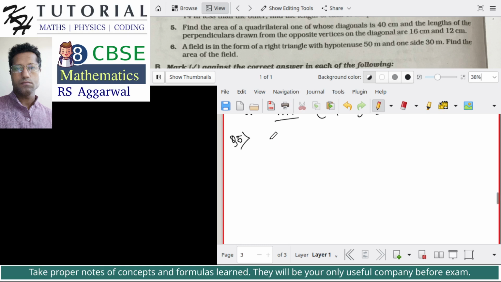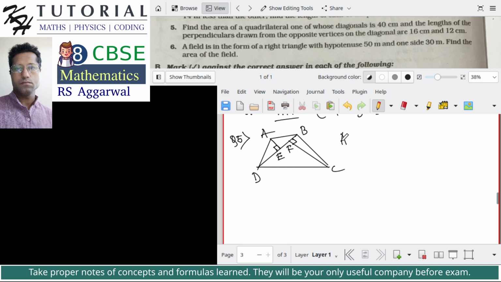We know that whenever we are given a quadrilateral, say ABCD is a quadrilateral, and we are given one diagonal, let's say BD, and we are given the lengths of the perpendiculars drawn on this diagonal BD from the opposite vertices, which are A and C. So the lengths of these two perpendiculars are given. Let's say the perpendiculars are AE and CF.